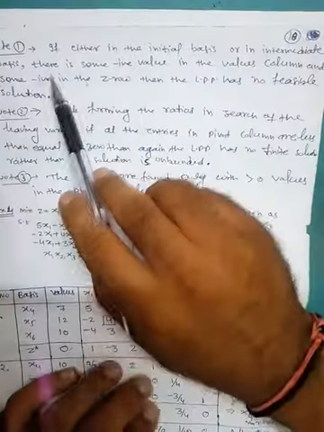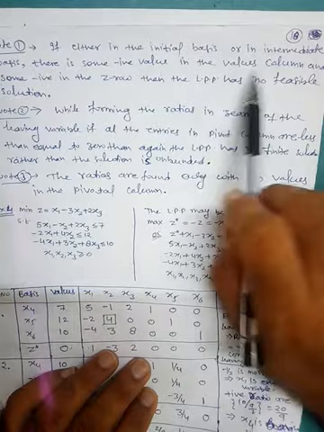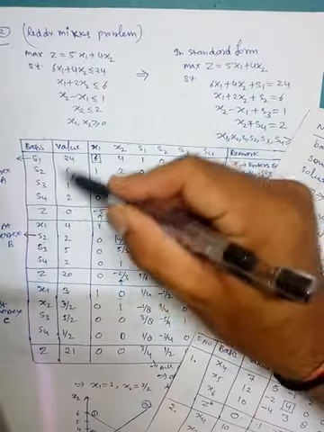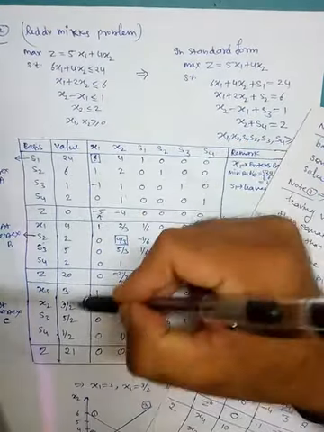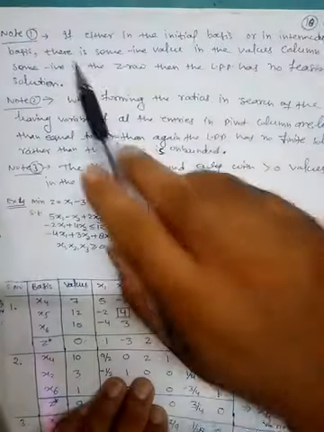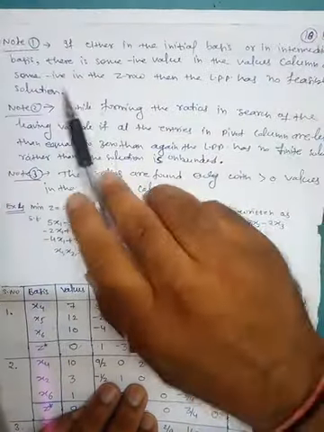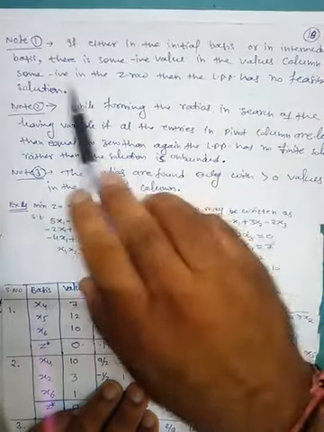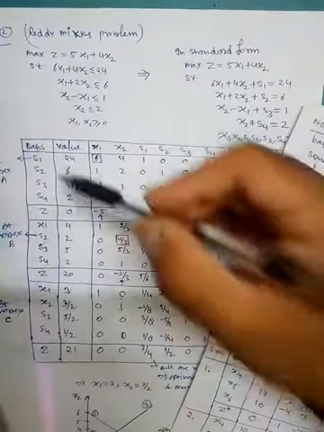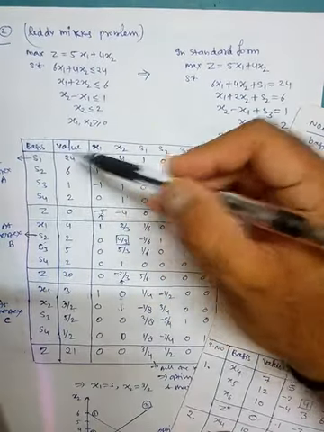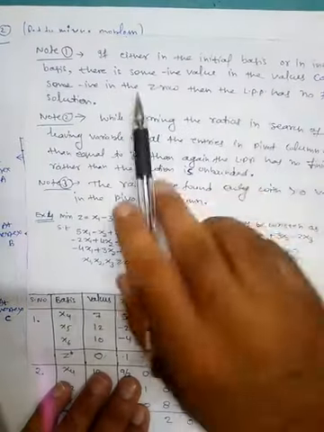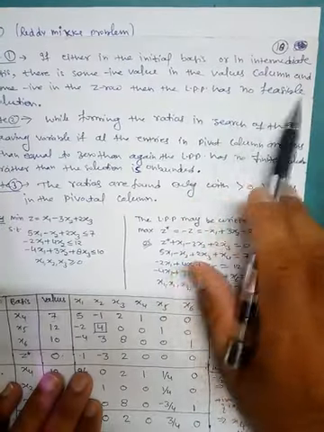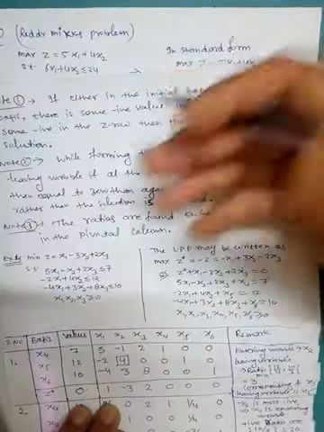in the intermediate basis, there is some negative value in the value column, that means here, here or here, and there is also some negative value in the Z row. That means if we have negative values here and some values are negative here, then the LPP has no feasible solution. That means the solution is infeasible, not acceptable. Okay, so this is the meaning.